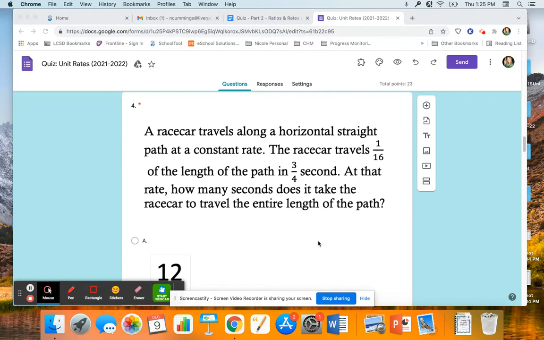Question number 4. A race car travels along a horizontal straight path at a constant rate. The race car travels 1/16 of the length of the path in 3/4 seconds. At that rate, how many seconds does it take the race car to travel the entire length of the path?